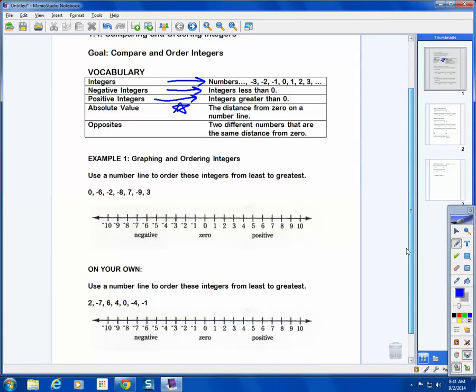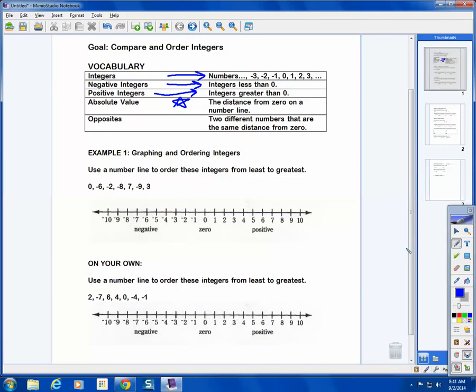As an example, we'll come down here and look at number 1. Guys, 0 is always obviously on a number line right here in the middle. If I went to 7, just as an example, how far away from 0 am I? How many units is this from 0 up to 7? It's 7 units, right? Okay.